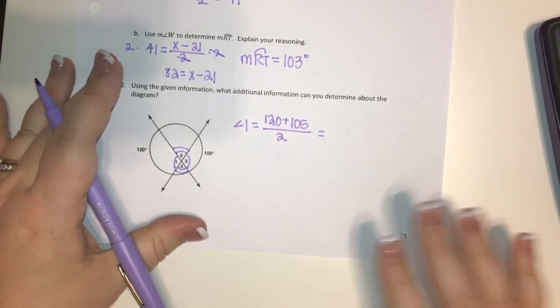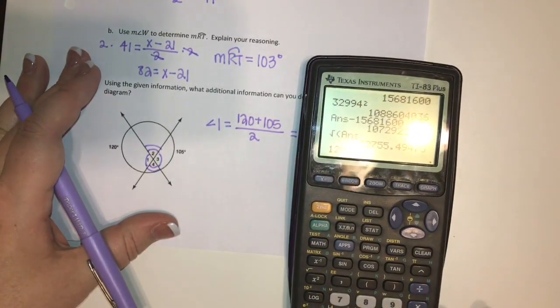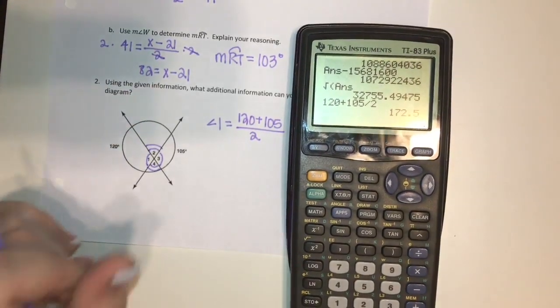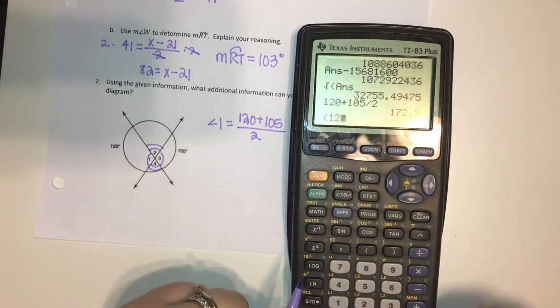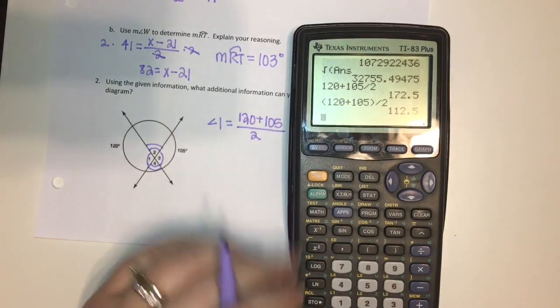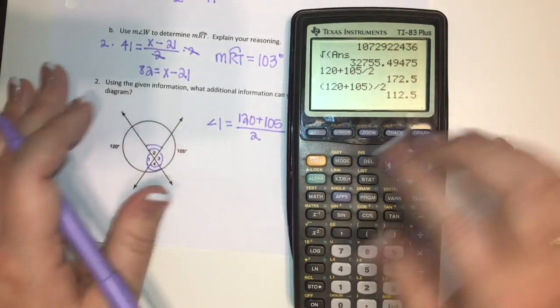I'm going to give you a little bit of caution here. In your calculator, if you put 120 plus 105 divided by 2, you will get the wrong answer. Why is that? Because our calculator thinks it's smarter than us. It wants to do things exactly the way we put it in. We have to be very cognizant of our order of operations. Pay attention. So if I just simply put this in parentheses and then divide by 2, I'll get the right answer. So instead of 172.5, I get 112.5, which is a difference.